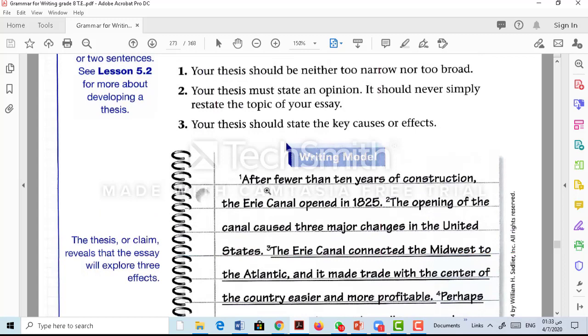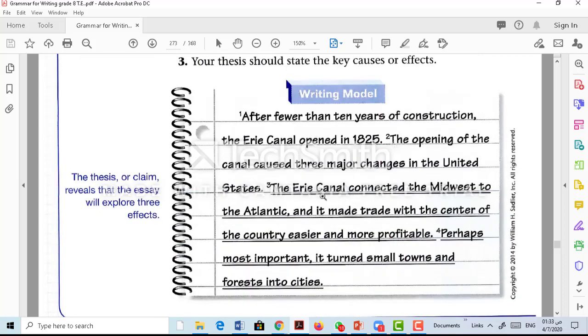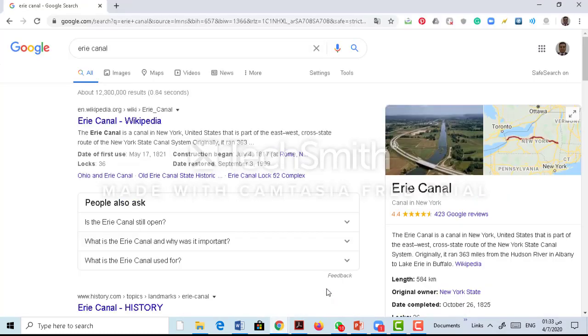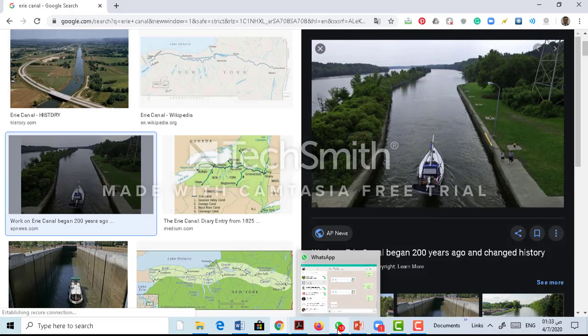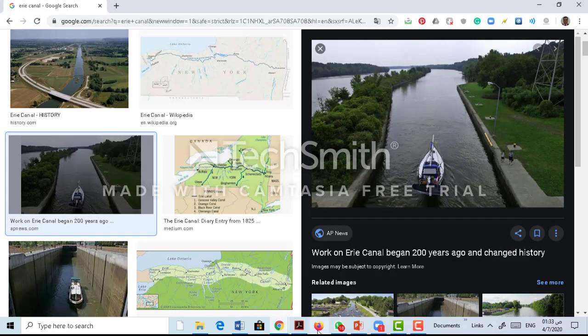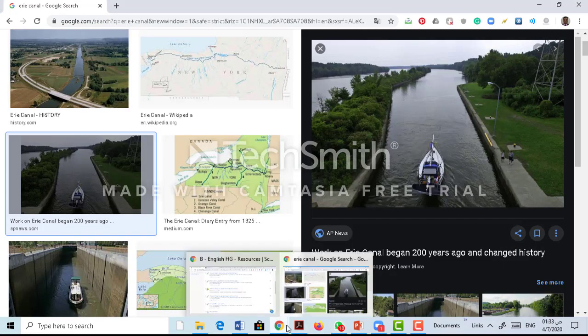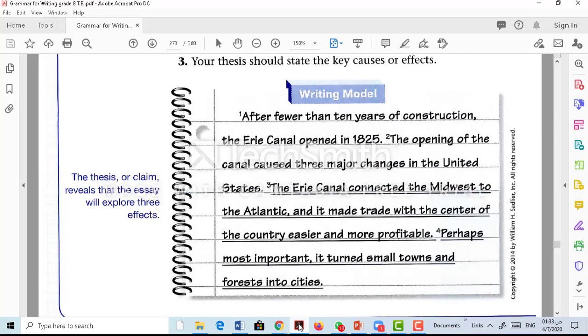In this example here, we will be writing about the effects of the Erie Canal. If you don't know, the Erie Canal is a canal in the United States in America. It's in New York. It looks like this. That's the Erie Canal. So you need to write about the changes that this Erie Canal caused.